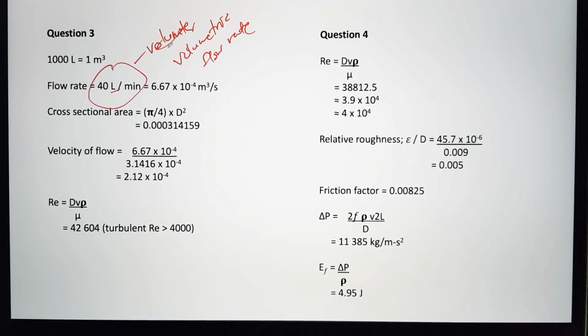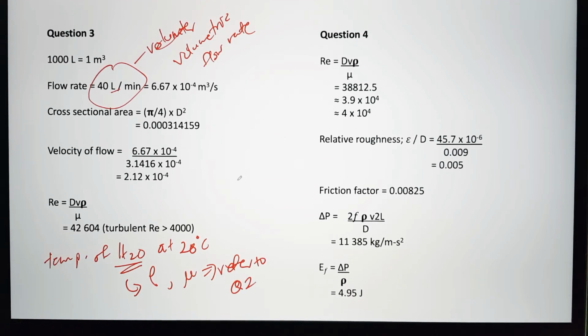Again, for this particular problem statement, the temperature of water is at 20 degrees Celsius. So in order for you to get the physical properties in terms of the rho as well as the mu of the water, you need to refer back to question number 2, because question number 2 has given you the value for the rho as well as the mu at 20 degrees Celsius.